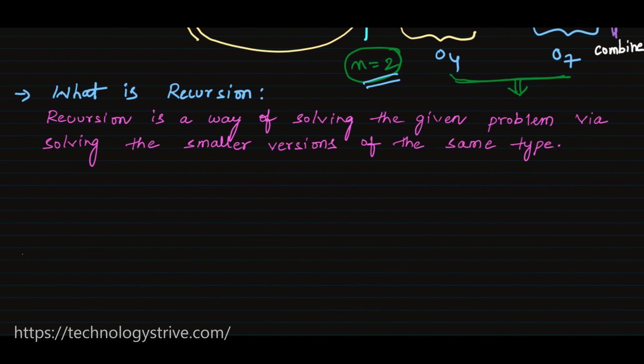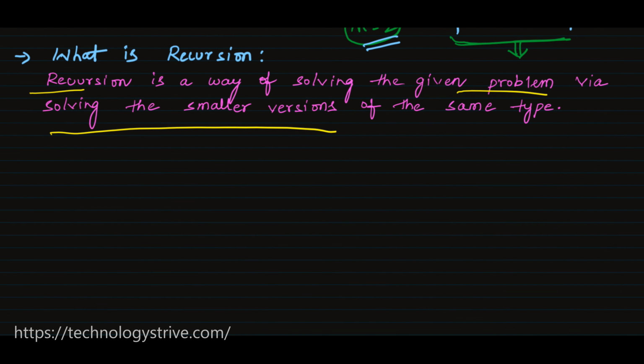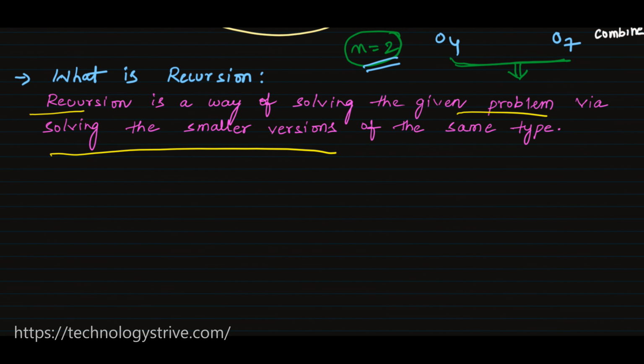So the definition is: recursion is a way of solving the given problem via solving the smaller versions of the same type. If you notice, the given problem and subproblem are of the same type. We need to find the heavier object, but there is just a change in size. That is called recursion. So now let's see the different rules before applying the recursion algorithm.